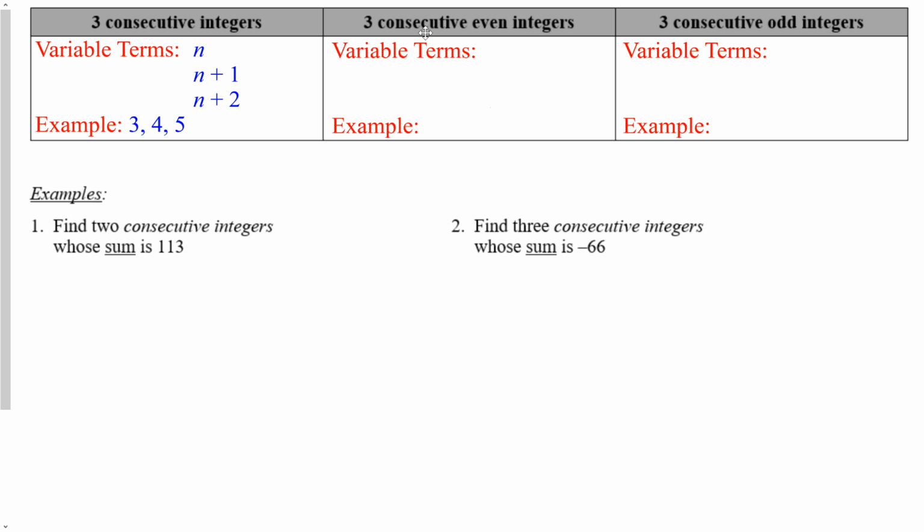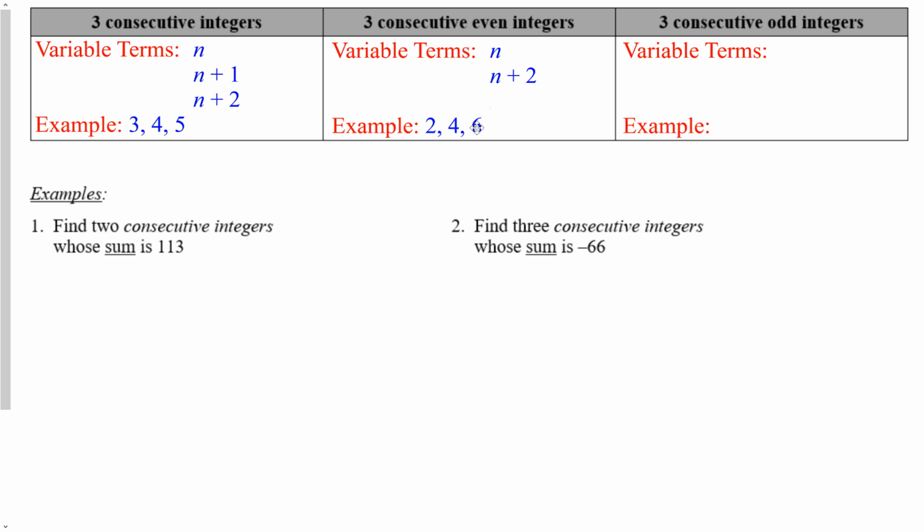If we are asked for consecutive even integers, so now we're not looking at 3, 4, 5, for example, maybe we're looking at 2, 4, and 6. We want to come up with 3 variable terms since we were asked for 3 consecutive even integers. We'll start the same as we did with regular consecutive integers, so we're just going to use n or x or whatever you want to use. But now to go from the first even integer to the second one, we're not just adding 1 anymore, we're adding 2 this time. So our second variable term is n plus 2.